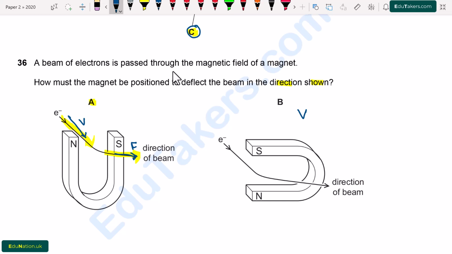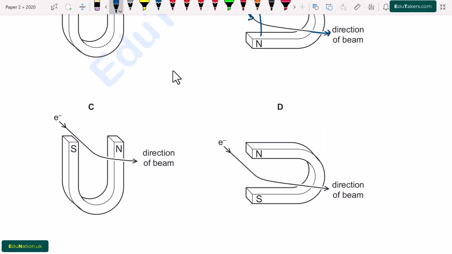So when I apply the right hand rule on option A, it is not deflected in the direction that is shown here. So this is an incorrect position. Now we see the second one. The electron is moving in this direction but deflected in the same direction. Here the magnetic field is in this direction. So I move the fingers of my right hand from V towards the magnetic field. Then the thumb points to the right side, which is the direction of deflection of the beam. So option B is correct. We can also check C and D.